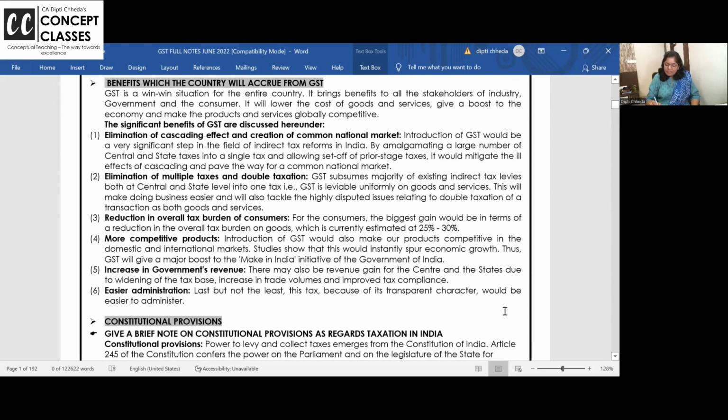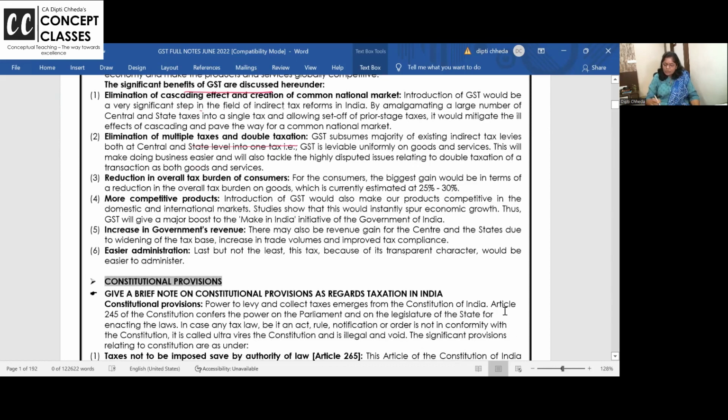So what is the benefit or advantage of the GST? Elimination of cascading effect. One nation, one market. Earlier, within the state, Andhra Pradesh government had its sales tax, AP GST, which was separate. The Maharashtra state government's was separate. Now everything is under one roof. Even if it is intrastate or interstate, the way they regulate GST in India is the same for the state as well as for the nation. So one nation, one tax, that is the thing. Elimination of multiple taxes and double taxation, I told you.